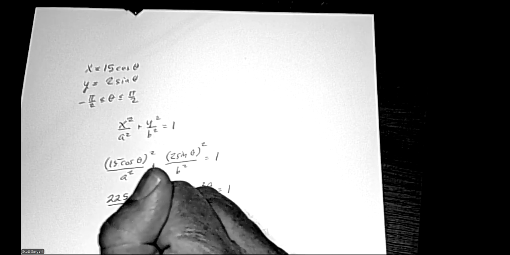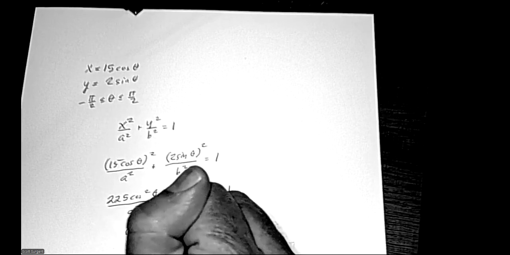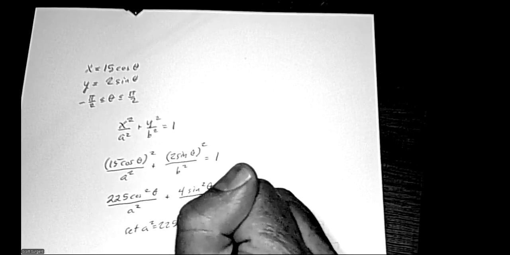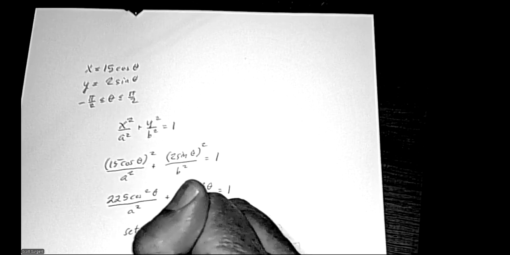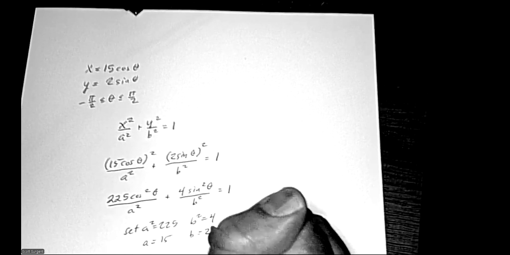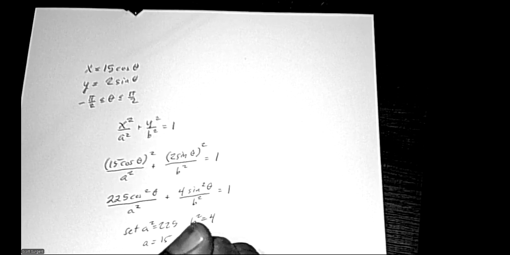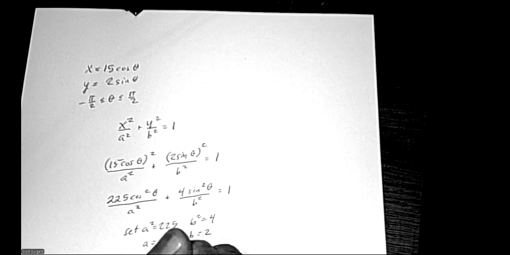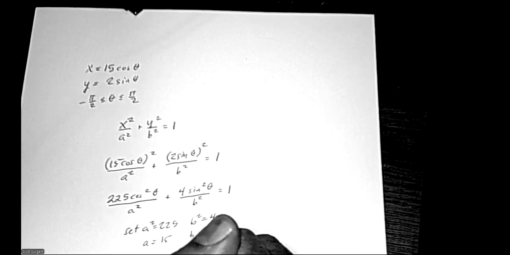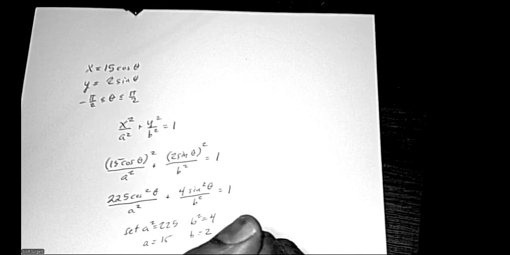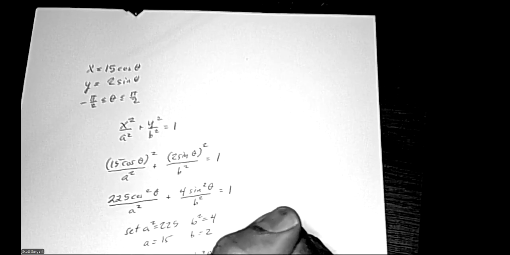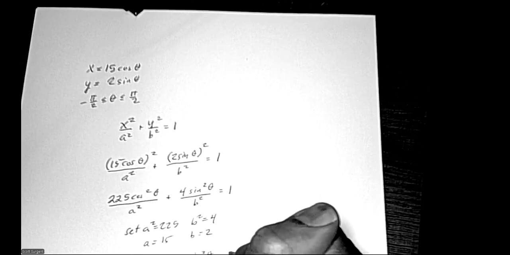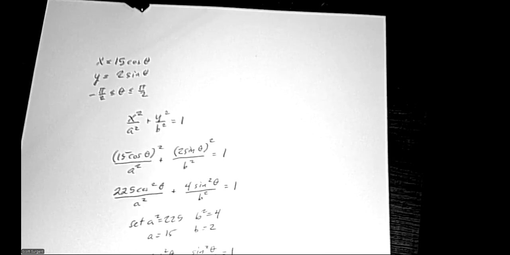So yeah, that'll make it a truth. So a is 15, b is 2. So you get cos squared theta over 15 squared plus sine squared theta over 2 squared equals 1. Oops, yeah, that's right, over 4, my bad. Actually, 15 squared and 2 squared equals 1.